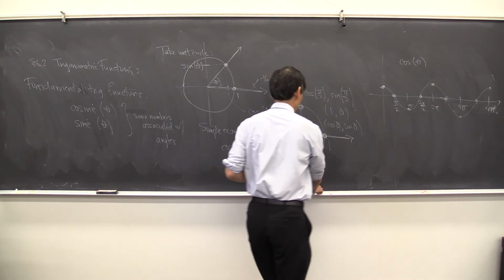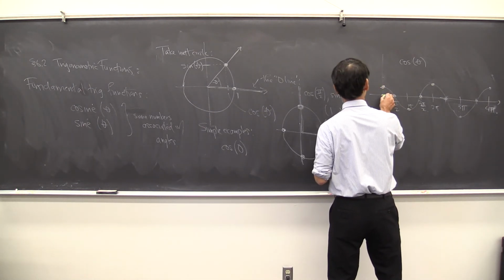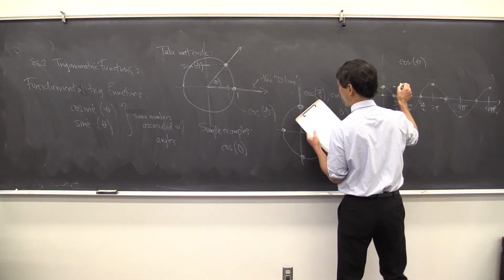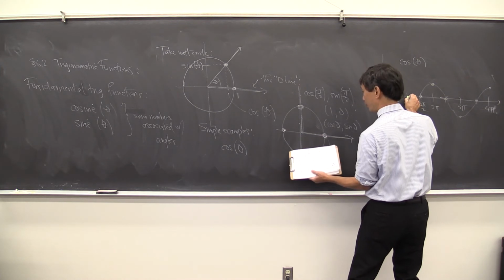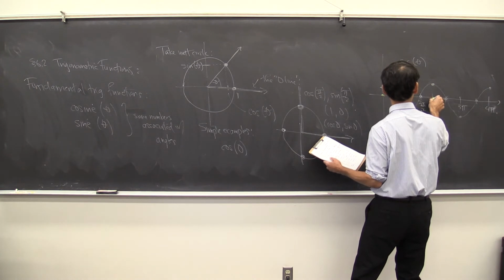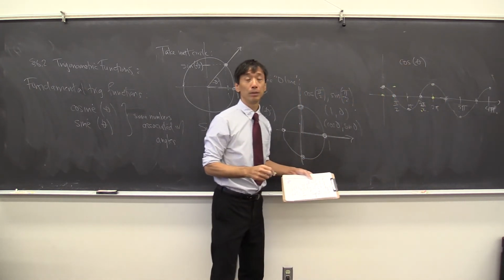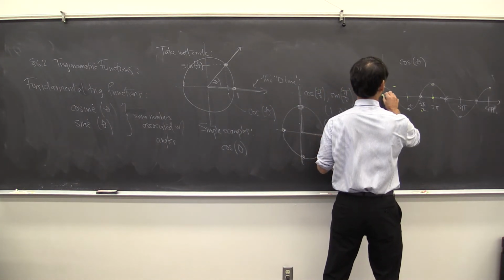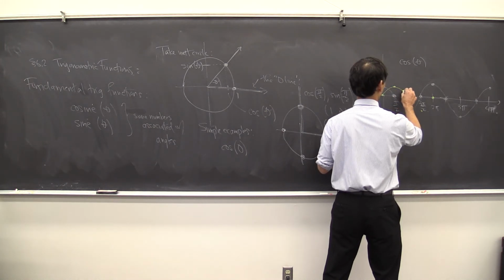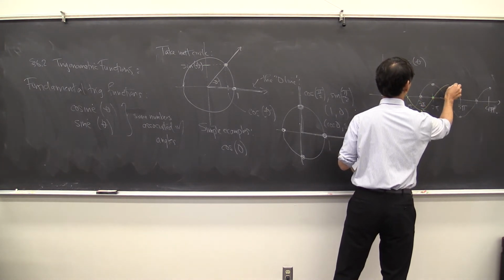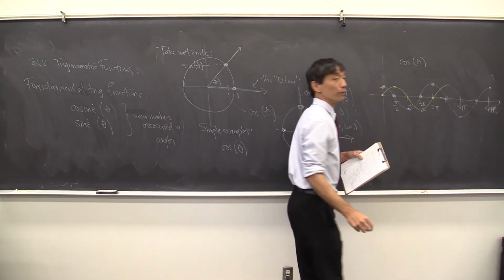Sine, on the other hand, starts off at 0. And then you see that the y-coordinate is getting bigger up to 1. The y-coordinate decreases down to 0. The y-coordinate goes to -1. The y-coordinate comes back up to 0 again. So it's basically doing exactly the same thing, but just with a delay, and so on and so forth.